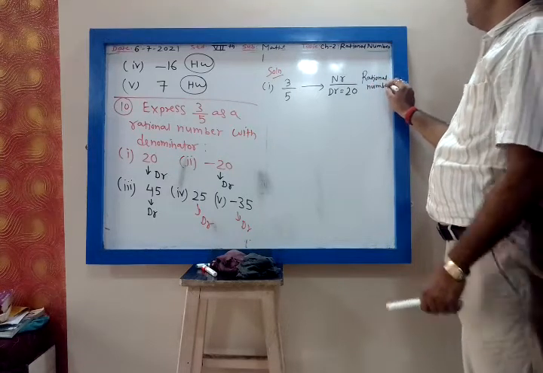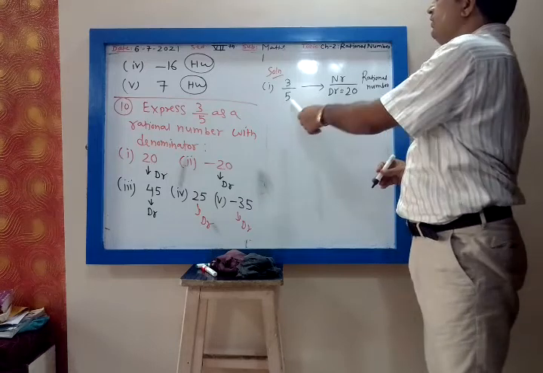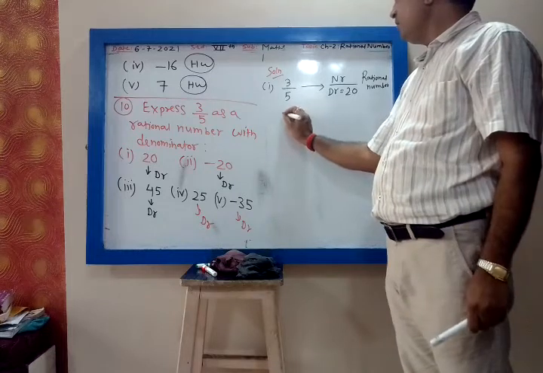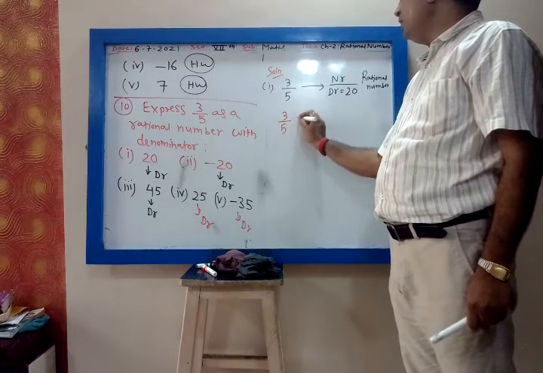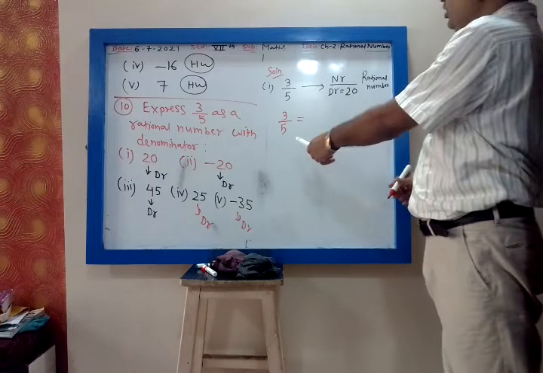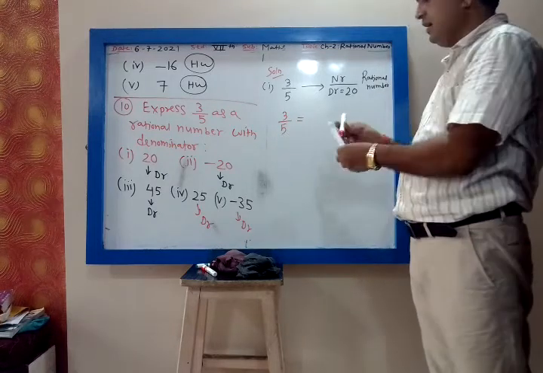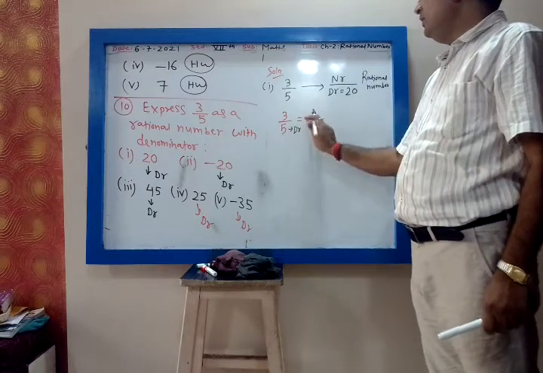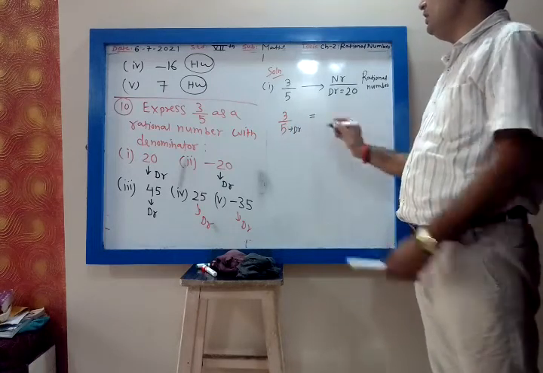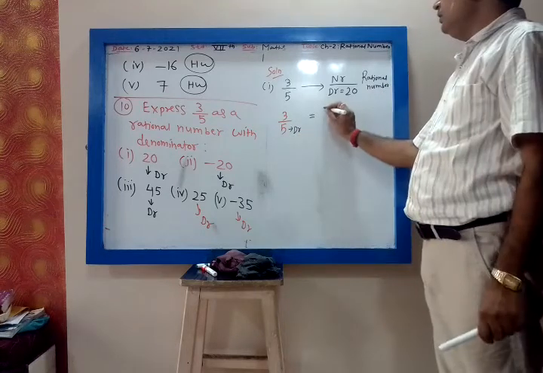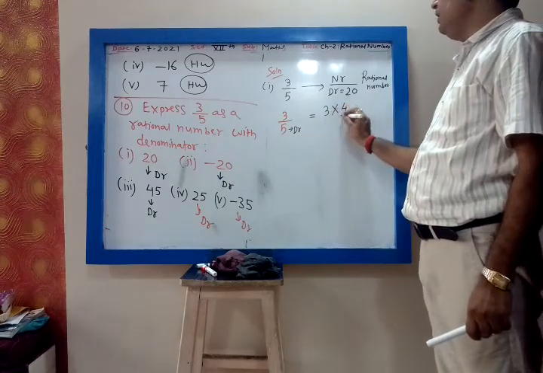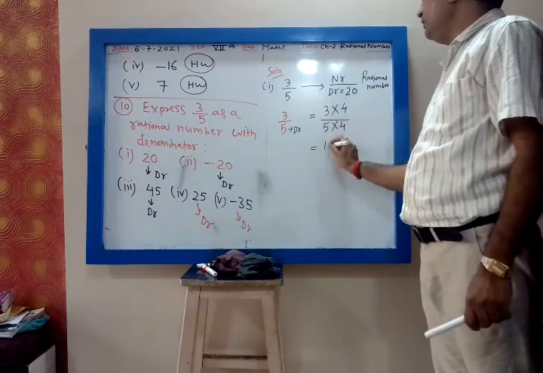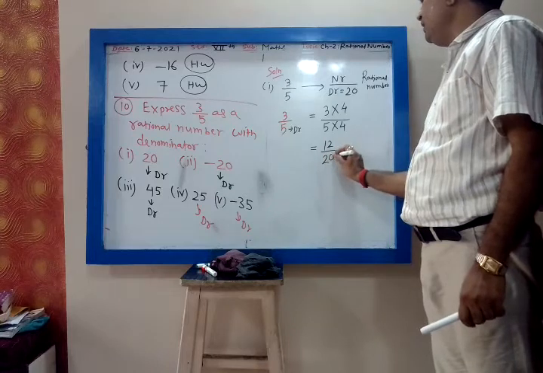That means we have to convert 5 into 20. So 3 upon 5 is given. You want denominator 20, and the denominator is 5, no? So this 5 we have to convert into 20. So multiply 5 by 4, and multiply the numerator also by 4. So 3 into 4 upon 5 into 4. 3 fours are 12, 5 fours are 20. So this is 12 upon 20.